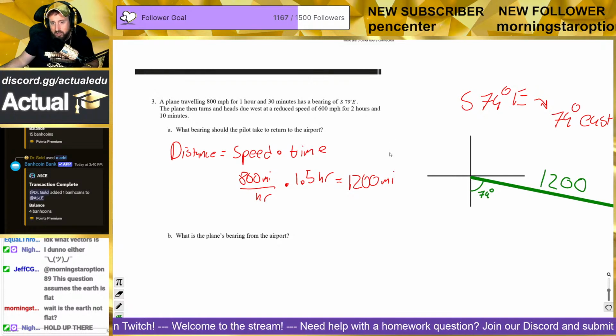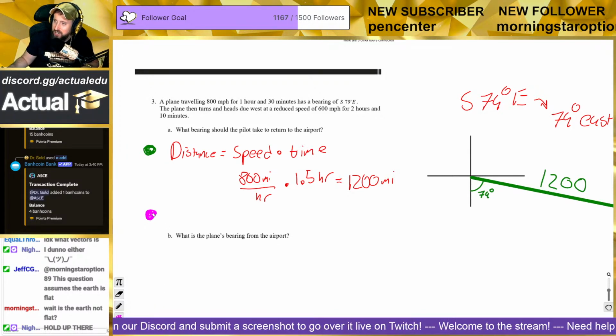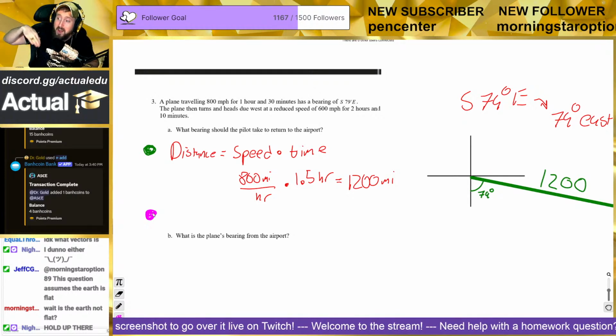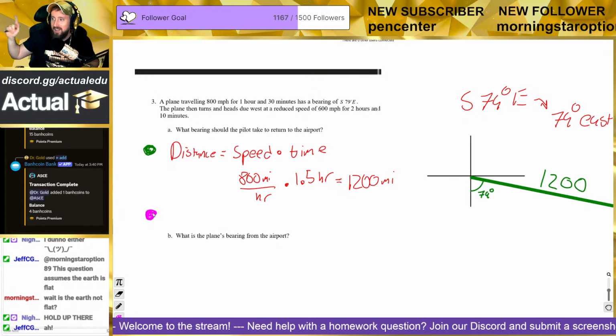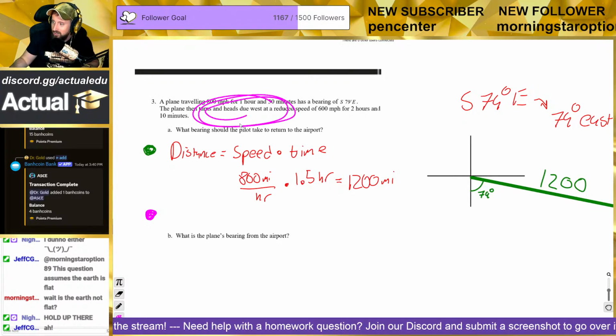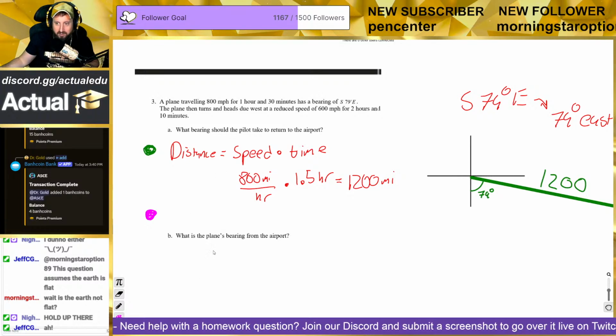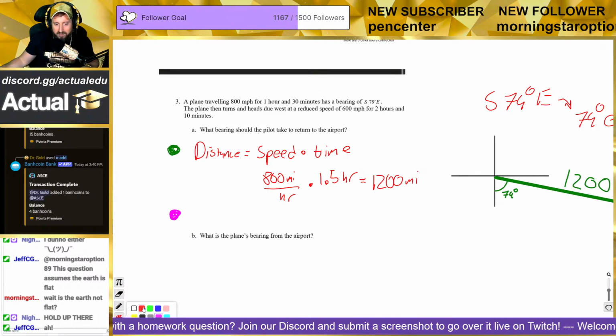Now they say it turns and heads due west at a reduced speed of 600 for 2 hours and 10 minutes. Okay, so let's get the next. So this was this distance, for instance. Now let's do this one. Oh, I see why this is triangles. You know why this is triangles, Jeff? Because the return is only due west. If it was at any other angle, I would have to start using law of sines and cosines for this. But because it goes just west, this is a right triangle. That's the key thing here. Jeff and I are seeing this from the educator point of view, and we're wondering how they are designing this question.